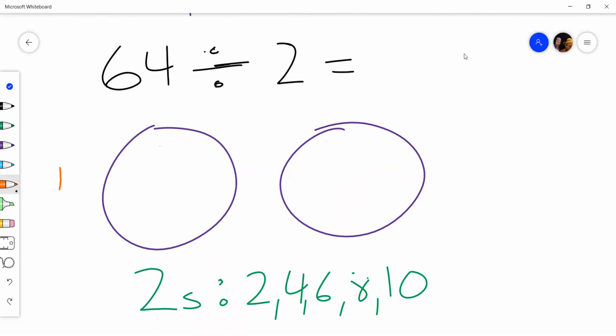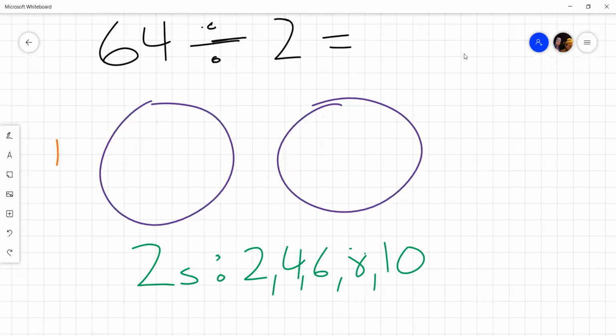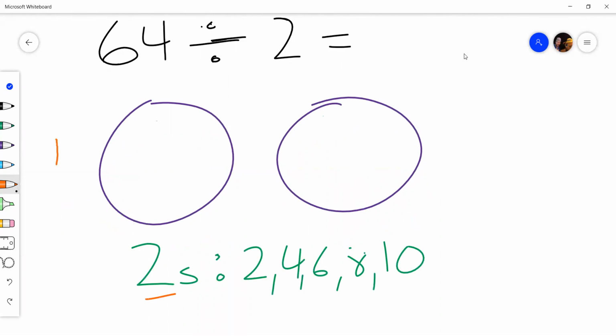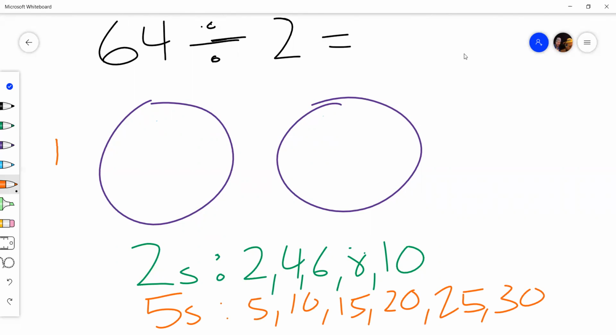Skip counting by 5s, that's another process that I can skip count by quickly. 5, 10, 15, 20, 25, 30, 35, 40, 45, 50, right? Like it's so much easier. In fact, I even counted faster than I could write on that to count by fives.